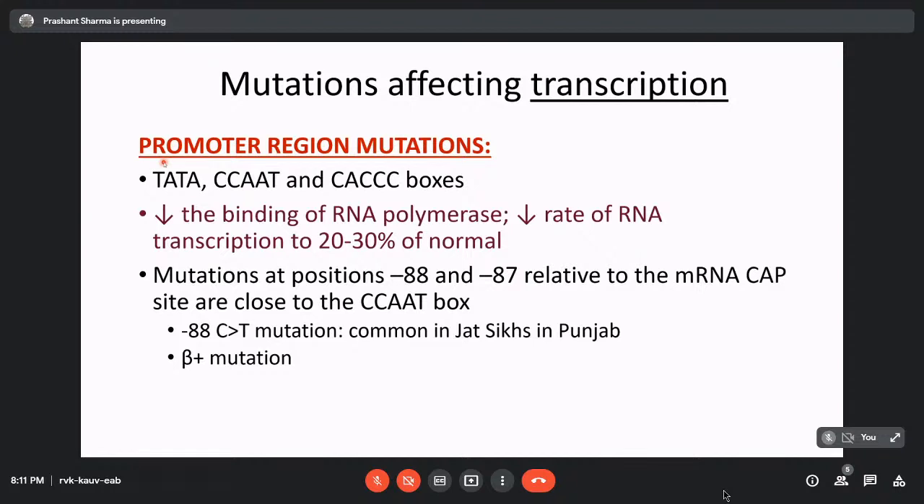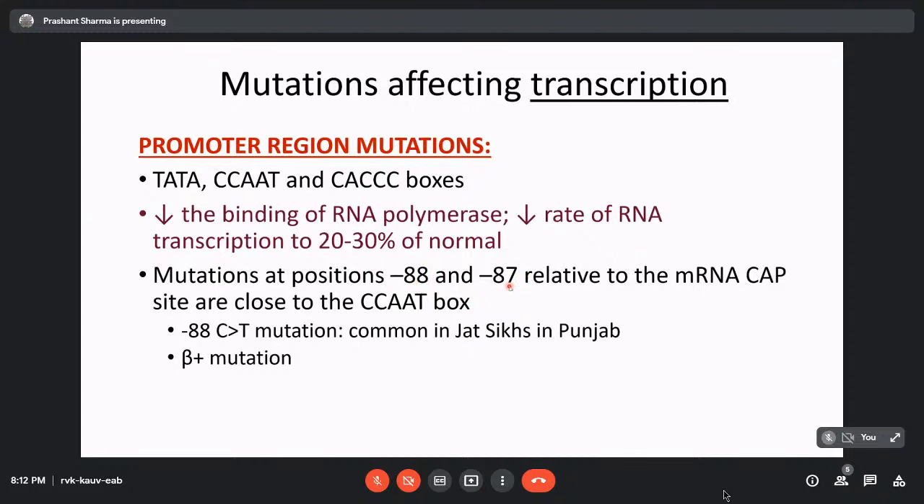These can be mutations in the promoter region, which are the three boxes that we saw earlier. They can lead to decreased binding of RNA polymerase, as well as a decreased rate of RNA transcription to just about 20-30% of normal. And of these, the prominent mutations are those at position minus 88 and minus 87.